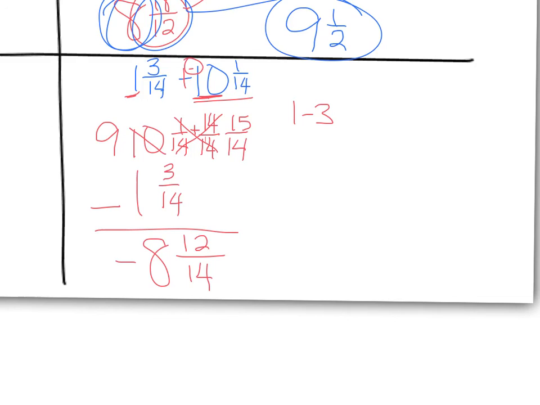Now to always double check, make sure you can't simplify anything. In this case, I can divide out a 2, so my final answer would be negative 8 and 6 over 7.